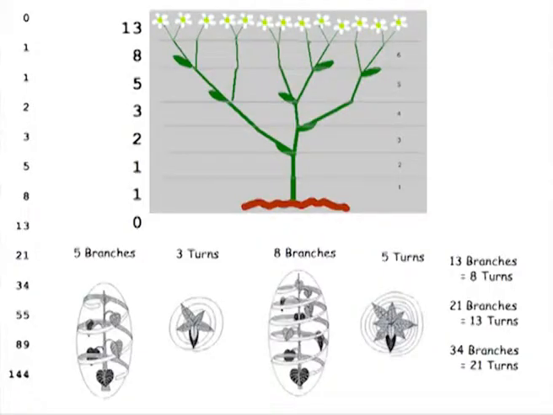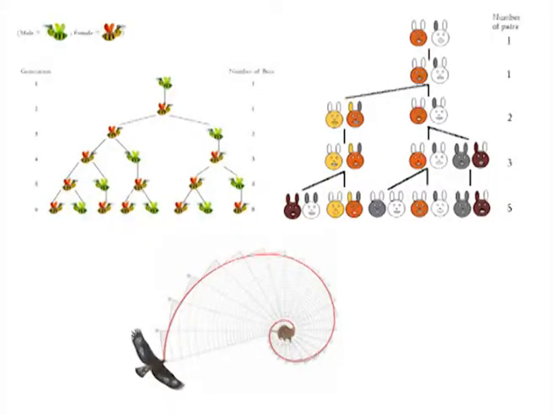Also, if you count the branches on a tree, you start off the ground, you get 0, then you have 1 branch, then you have another branch that divides into 2, then divides into 3, then 5. But also, if you look at the bottom, you've got branches that go around. So if there's 8 branches, you've gone around the tree 5 times. If there's 5 branches, you've gone around 3 times.